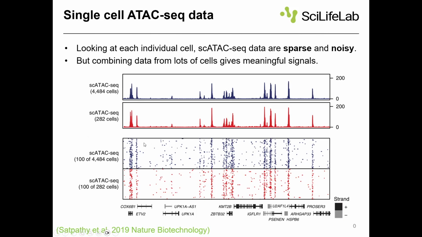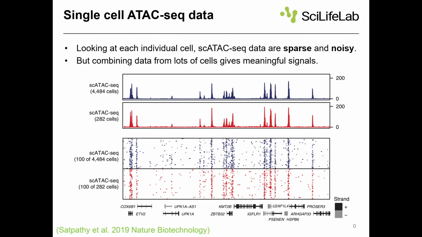And here you can see that if you look at an individual cell, the data is very sparse and very noisy. So if you look at an individual cell, it's just one read here, one read here. They're sort of scattered, and it's very hard to say anything conclusive about a single region in a single cell. You might have a read, and that should indicate that probably there's open chromatin. But if you don't have a read, you don't really know. Maybe it's just a dropout.